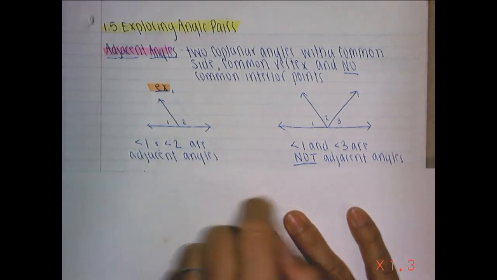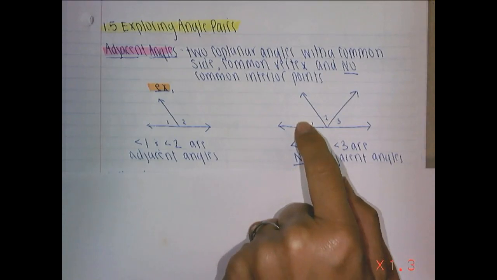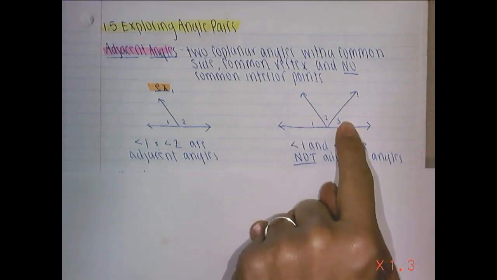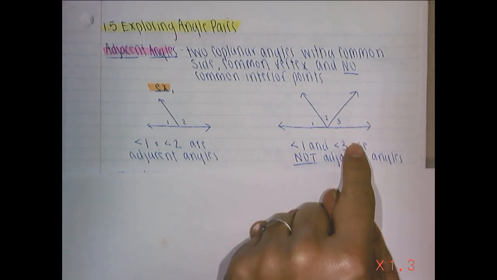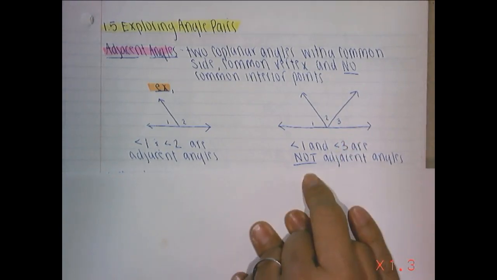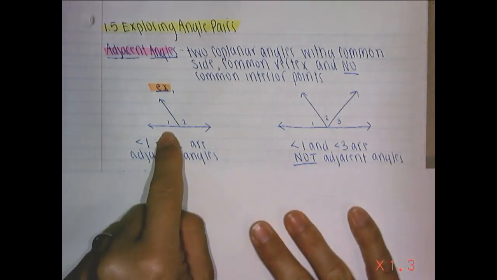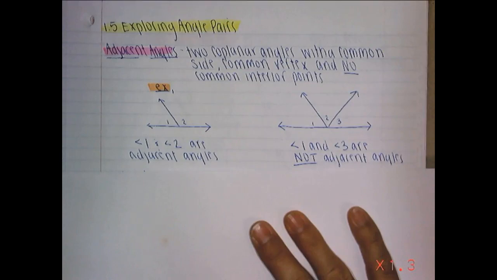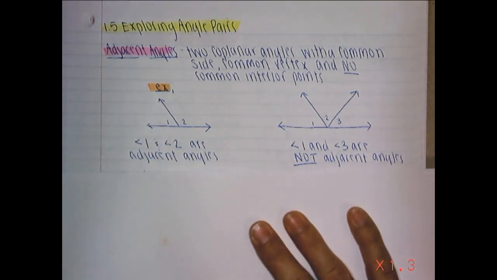If we look over here, I'm talking about angle 1 and angle 3. Here's angle 1 and here's angle 3. Notice they don't have a common side. Because they don't have a common side, they're not touching, they are not adjacent angles. You need to look back over here at angle 1 and 2, see how they're touching with this common side, and those would be adjacent angles.